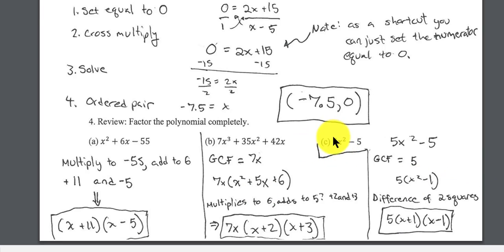Last piece, factor out a 5 first, right? Notice these all have 3 terms. This only has 2 terms. So I can't do that what two numbers when multiplied give me the last term, but when added give me the middle term. So I factor out a 5, and then divide each piece by 5, and you're left with x squared minus 1. And this is the difference of two perfect squares, right? X minus 1, x plus 1.